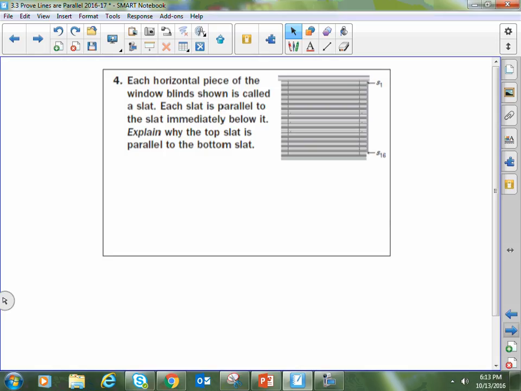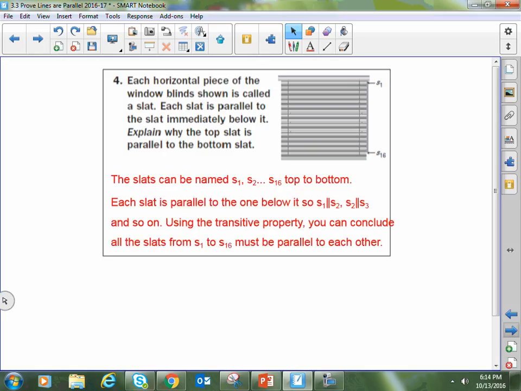And that's exactly what we're looking at here. I'm not even going to ask you to stop and try this one on your own because it's essentially the same thing. If all of the slats in the window blind are parallel to each other, is the first one parallel to the last one? Well, of course it is. So if you want to, go ahead and pause the video, write that down, and when you're ready, hit play again.